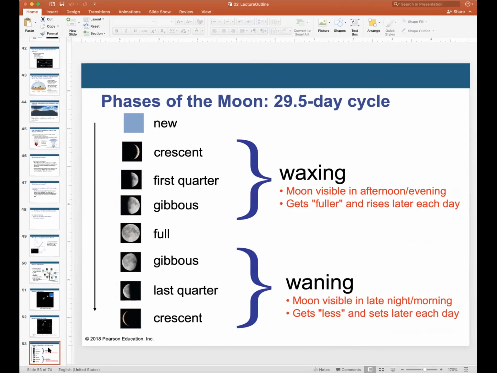So new moon, crescent, first quarter, gibbous, full, gibbous, last quarter, crescent. This is called waxing when it is going to the full moon, and it's called waning when it's going to the new moon again. In this part, the moon is visible in the afternoon or in the evening. Every time it's in the afternoon or evening, the sun is about to set, it is waxing. And if you see it in the late night or early in the morning, that's where the waning is.